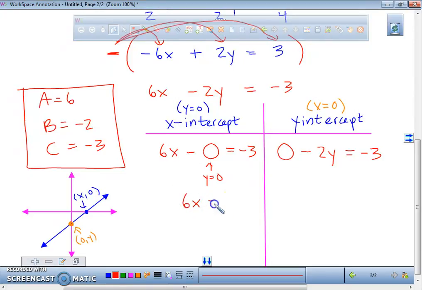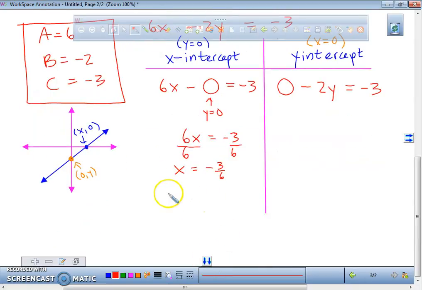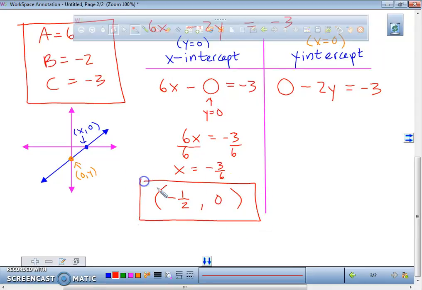So if you have 6x equals a negative 3, what's the only step that you have to do to solve for your x-intercept? Divide by 6. So we're going to divide both sides by 6, and you get x equals negative 3/6. What does that reduce to? Negative 1 over 2. So your x-intercept as an ordered pair would be negative half, 0. See how fast that was to solve for your x-intercept?